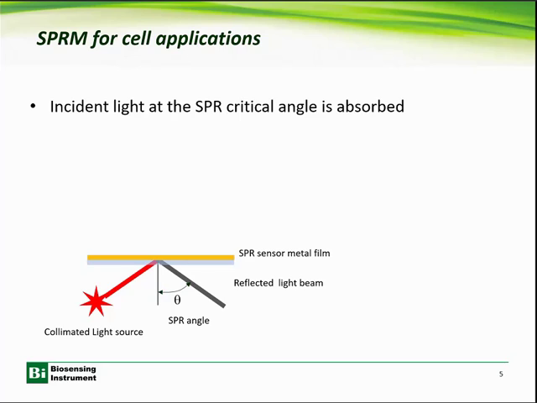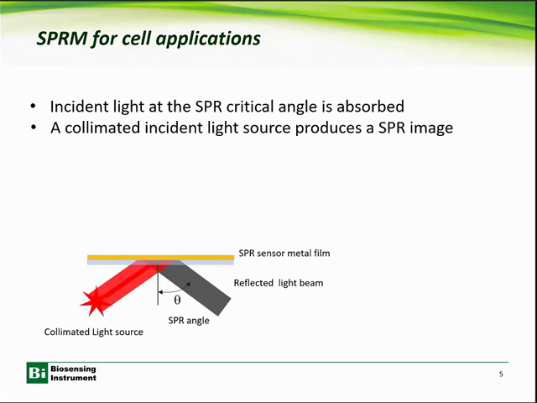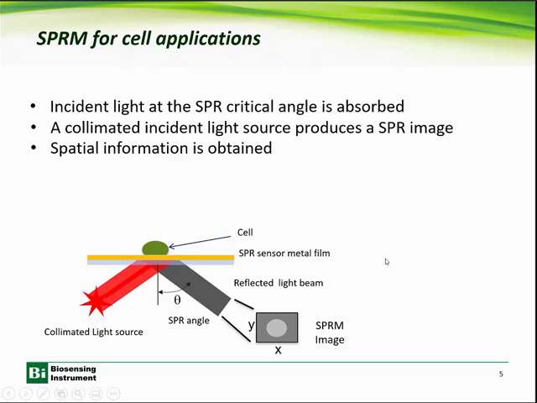For SPRM, instead of using a focused laser beam, we use a collimated light source to illuminate a fairly large area of the interface. The SPR response from every point of that illuminated area is recorded as an SPR image. This SPR image measures the lateral variation of the refractive index across the whole illuminated area. For example, if you have a cell sitting on top of the chip surface and it has a different refractive index compared to the neighboring area, it will show up on the SPR image.